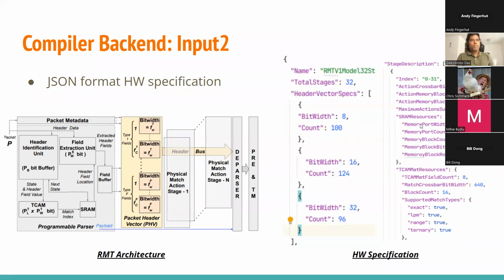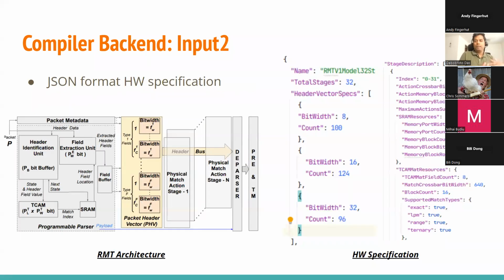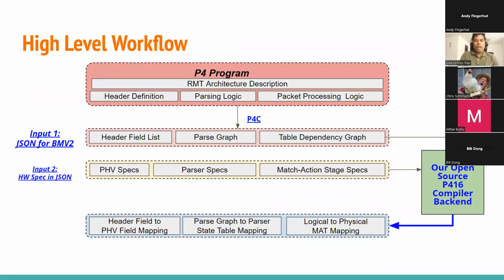For example, every stage has some limited amount of SRAM. You can specify the memory port width, port count, how many memory blocks you have, the block bit width, and how many rows they have. You can specify all of them. So these are the two inputs. The first one is the intermediate representation of P4, and the second, JSON-based specification models a real hardware's resource. You put these two into the compiler backend. Now, how does this compiler backend work?